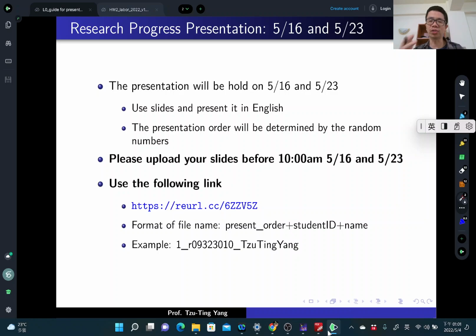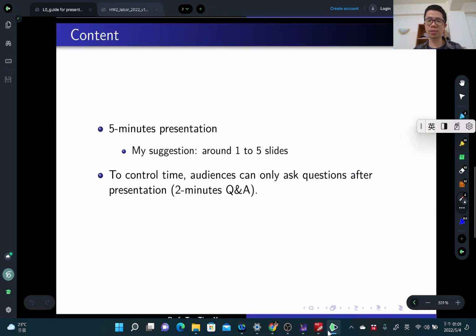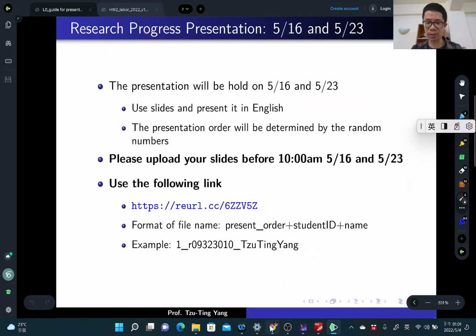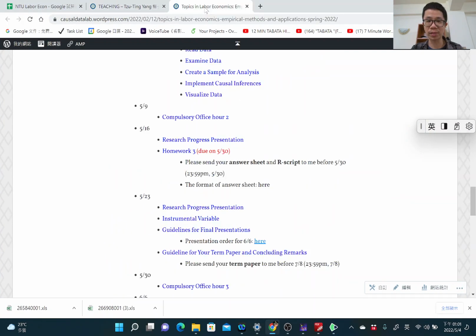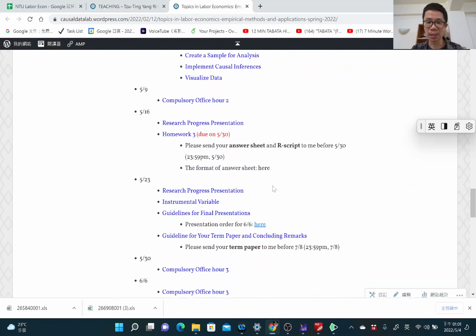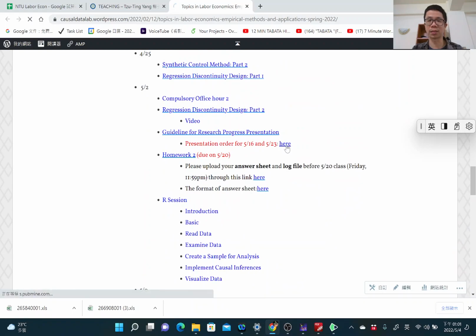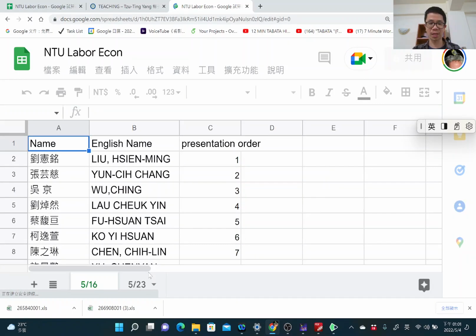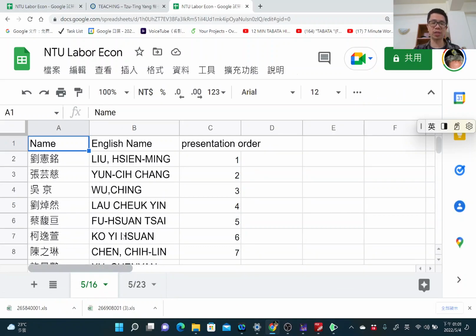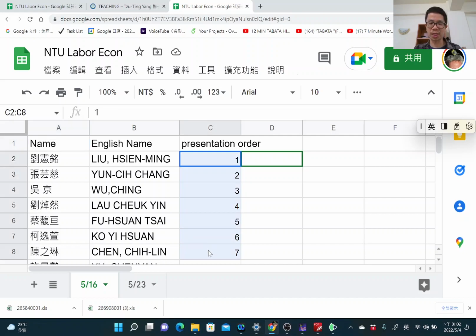Each day will have 13 presenters. And then add your student ID and your name. The presentation order is here. You can go to the website and click here, and you will find it. So we have 2 days, and each day will have 13 people presenting their work.